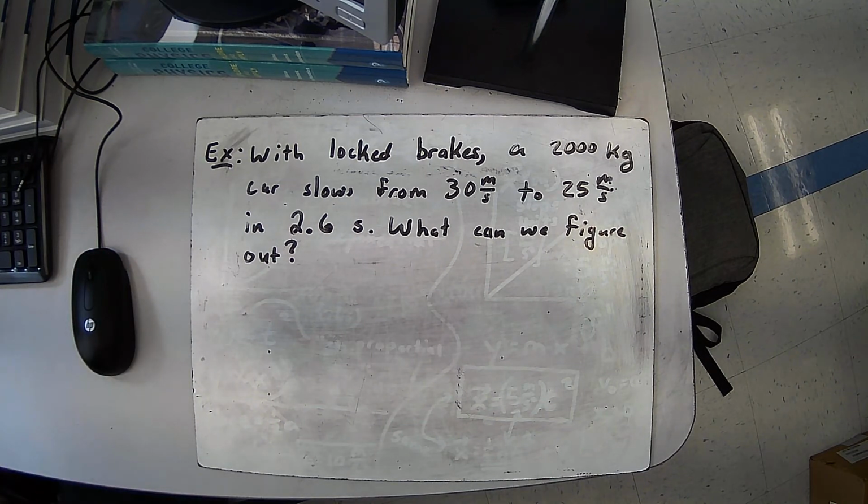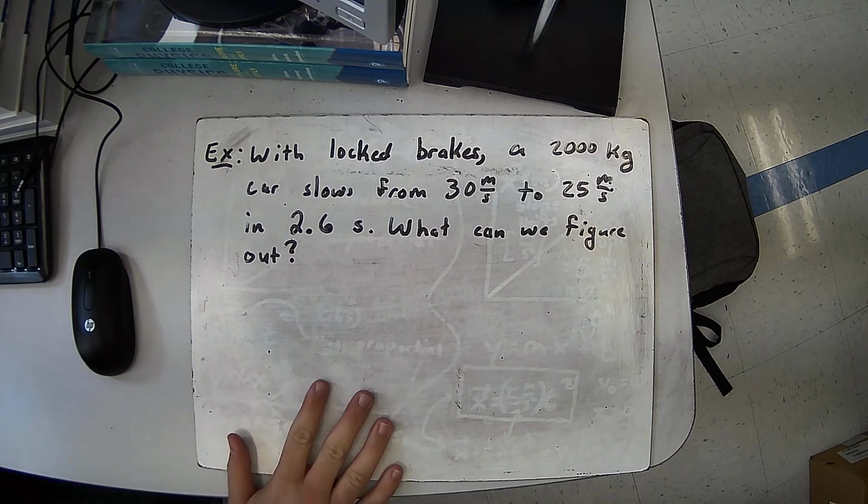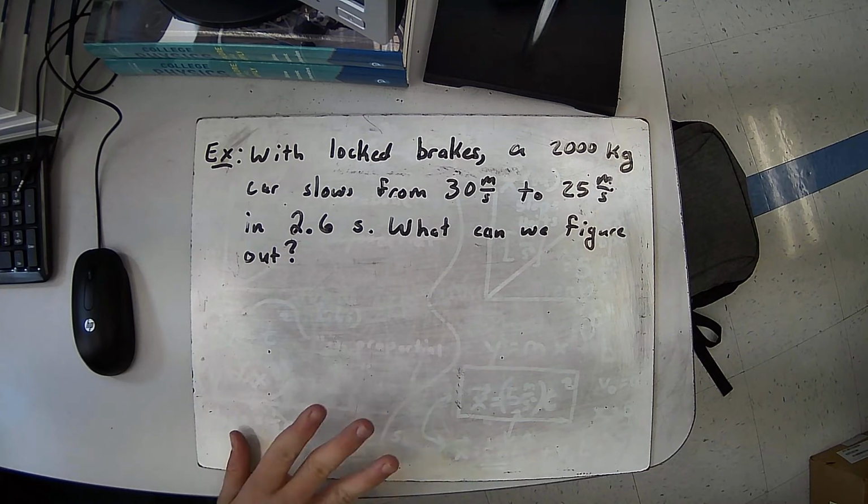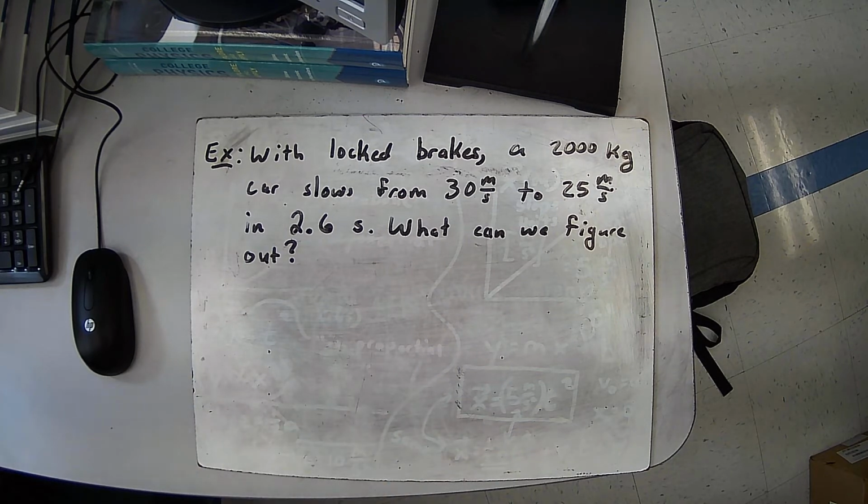All right, folks, we're going to go through this example problem here. With locked brakes, meaning the wheels aren't turning anymore, a 2,000 kilogram car slows from 30 to 25 meters per second in 2.6 seconds. What can we figure out from this? What can we solve? How do we even get started with something like this?